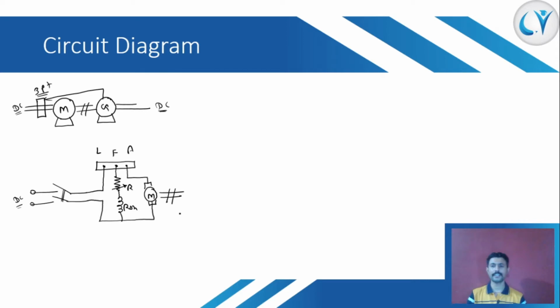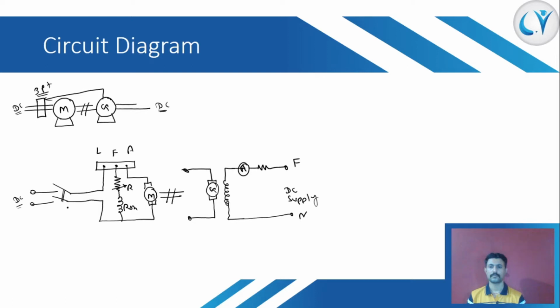So this is the connection diagram of the motor. This is the field winding of the motor, armature winding which is connected to the A, field winding is connected to F, and the line is connected to L. Now we are going to prepare the circuit for the generator. So this is how we connect the generator.